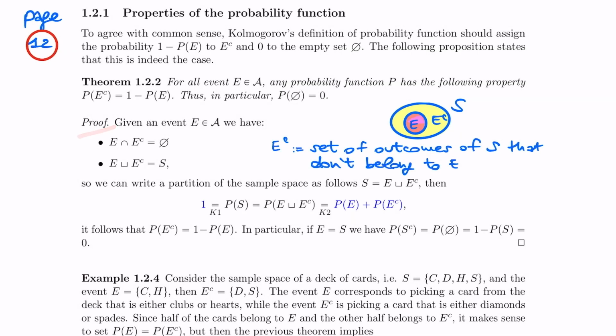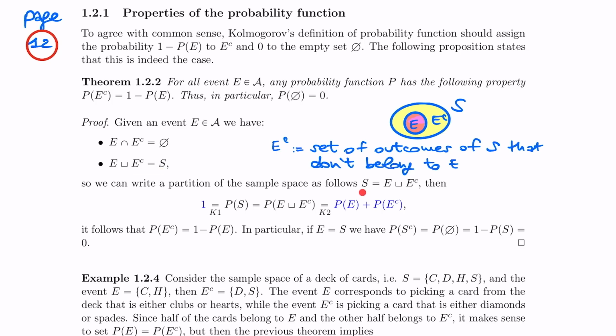To prove the theorem, we just have to remember the definition of the complementary set. The complementary of the event E is the set of outcomes of S that don't belong to E. This is a graphical representation of this. We have the event E, and all the outcomes of S that don't belong to E are contained in the complementary set of E. Hence, these two sets are disjoint, and their union gives rise to S.